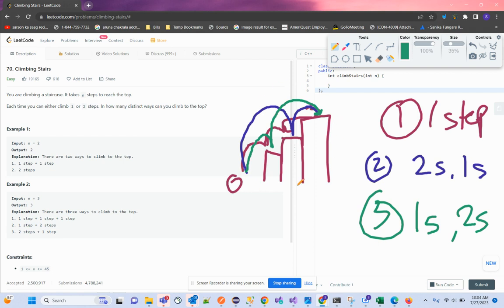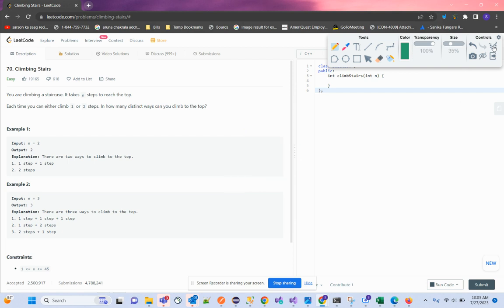And this is going to become crazy if I want to climb 5 steps. It's going to be crazy. So let me show you the brute force way. They have told us that you can take either one step or two steps, right? So if n is equal to 5, how many ways can a person climb 5 steps?